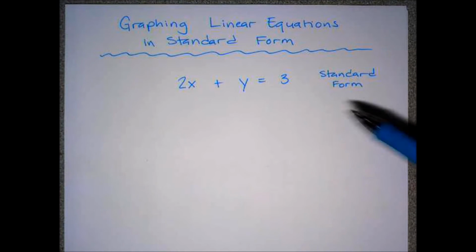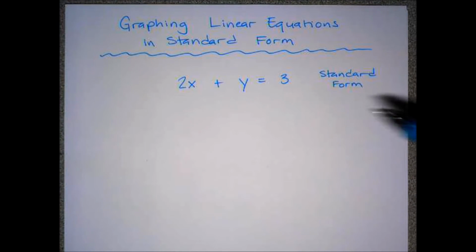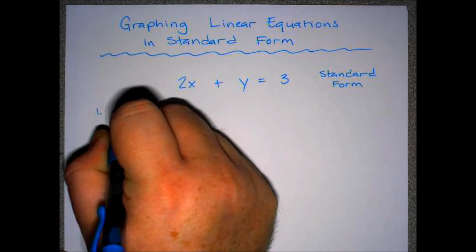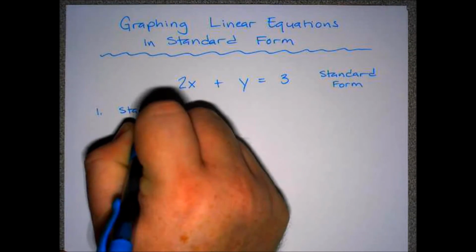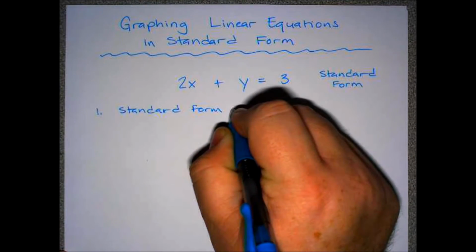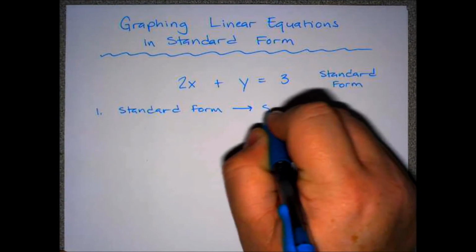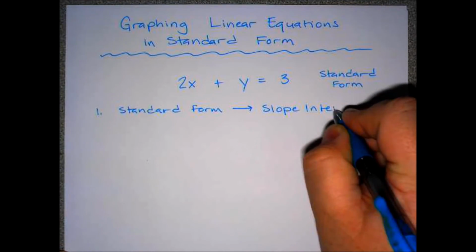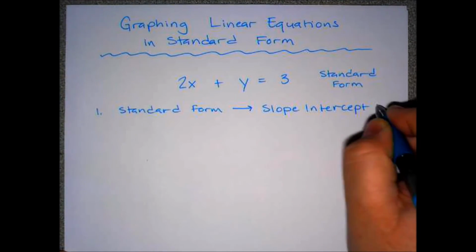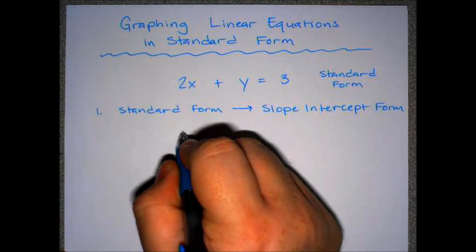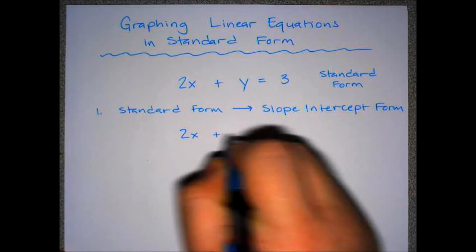And we're going to have to do something to this to make it easier for us to graph this equation. So the first thing we got to do, we have to translate it from standard form to slope-intercept form. And this is just going to make our job of graphing so much easier. So we start off with 2x plus y equals 3.